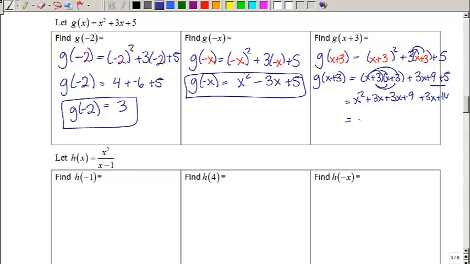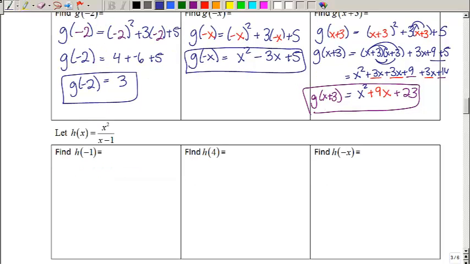Finishing this problem up, I'm getting x squared plus 9x, and 9 and 14 make 23. Therefore, g of x plus 3 is equal to x squared plus 9x plus 23.